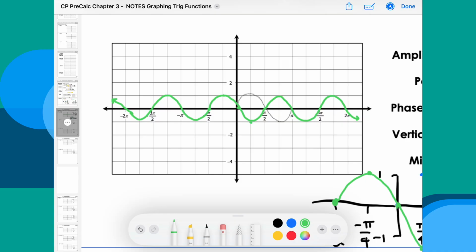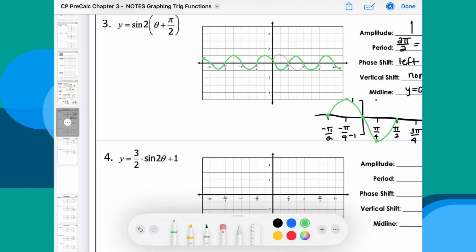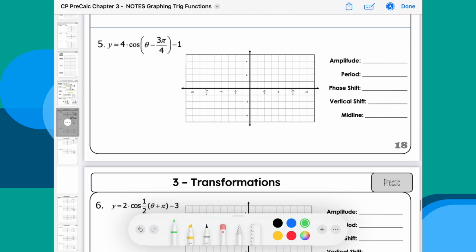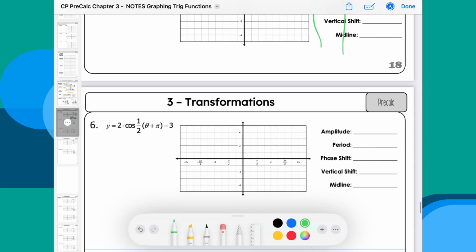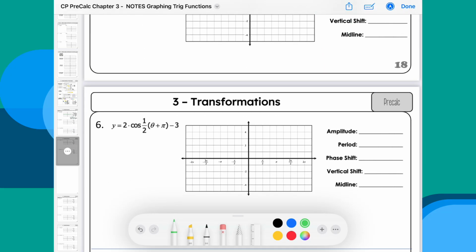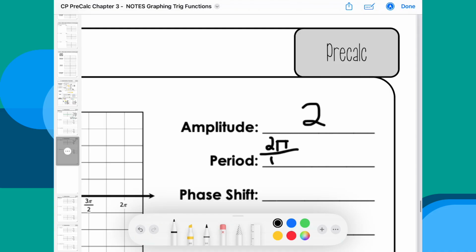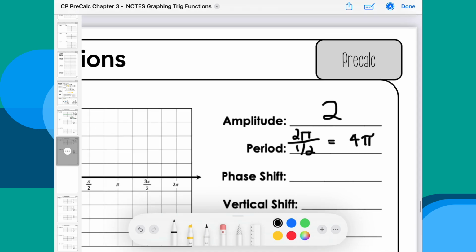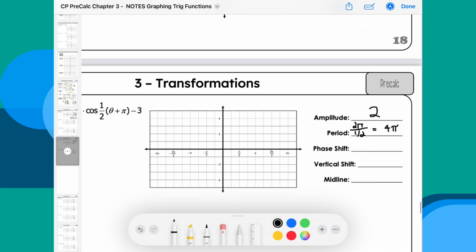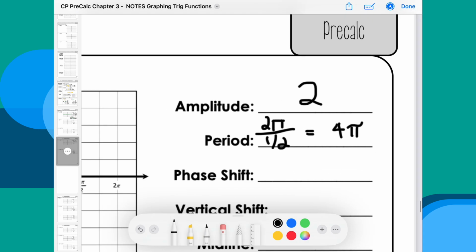Okay. Let me show you one where we are going to do a vertical shift. So let's hop to question number 6. So that was number 3. Let's hop over to question number 6. Show you another example. So we can see our amplitude here is going to be 2, our period is 2 pi divided by 1/2. That's giving us a period length of 4 pi. We have a phase shift of pi to the left.